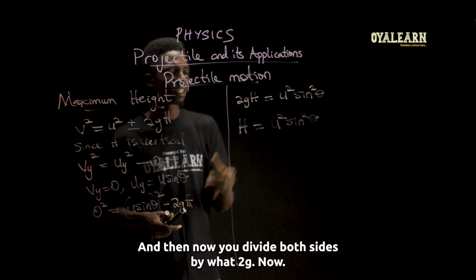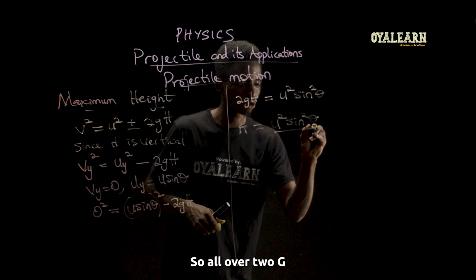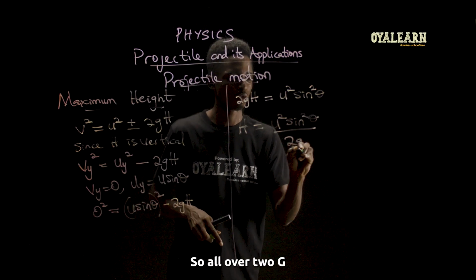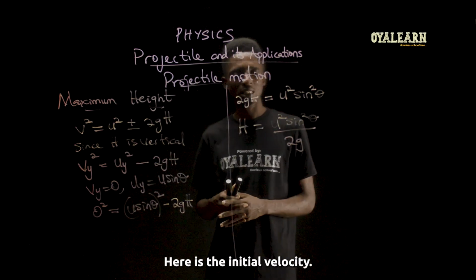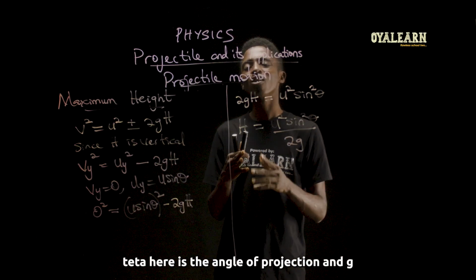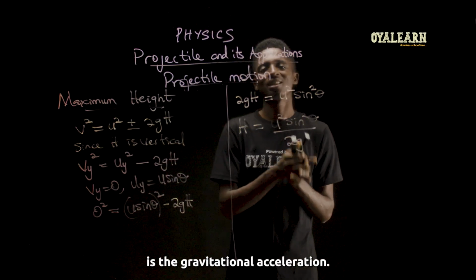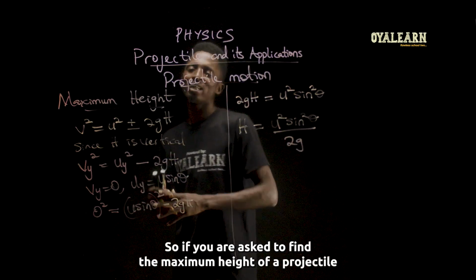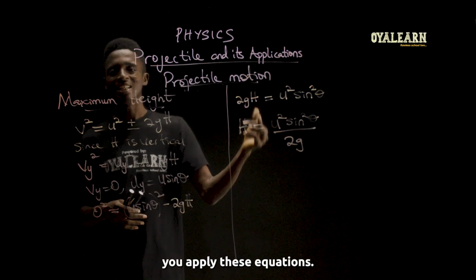And then you divide both sides by 2G, so this has to come down. So all over 2G. Don't forget, U here is the initial velocity, theta is the angle of projection, and G is the gravitational acceleration. So if you are asked to find the maximum height of a projectile, you apply this equation.